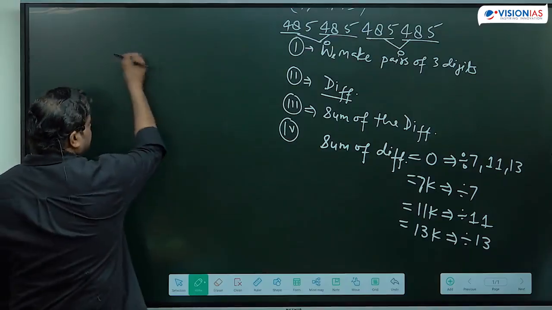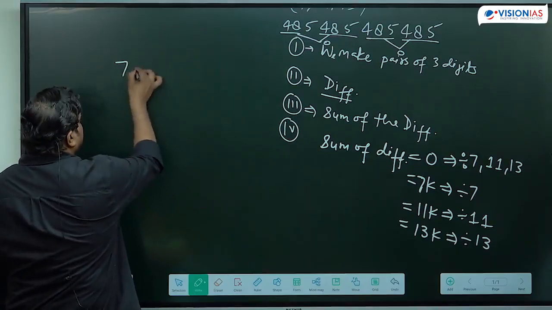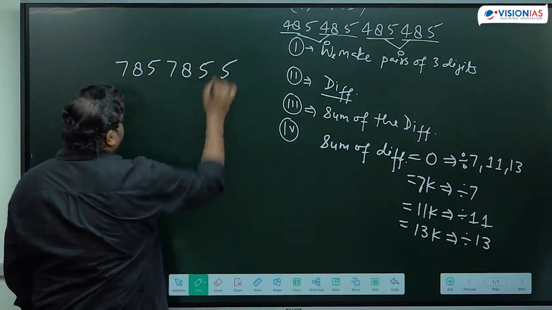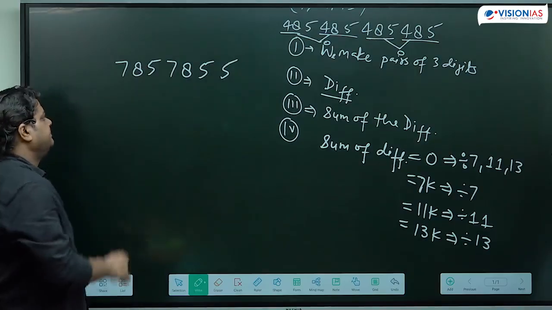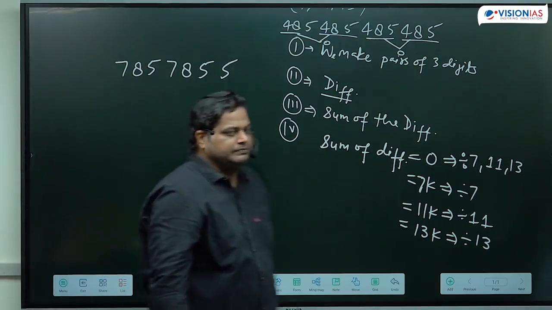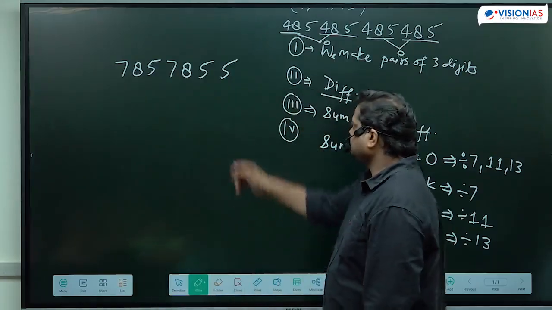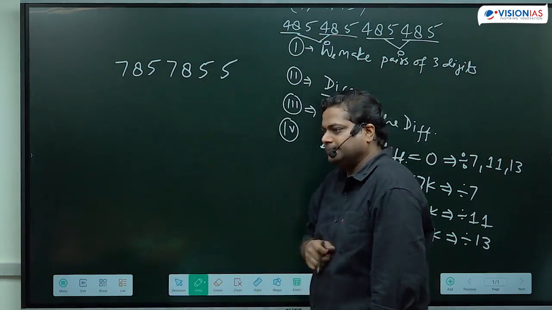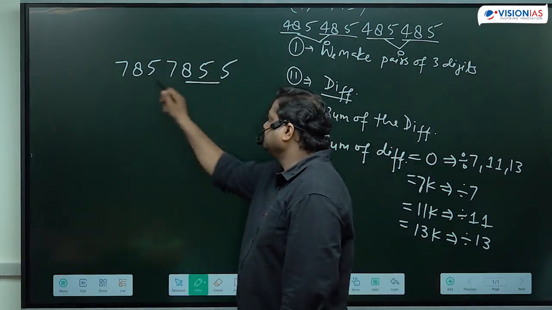Take any number, like if I take 7, 8, 5, 7, 8, 5, 5. Is this number divisible by 7, 11, 13 or 7 or 11 or 13? We are going to make pairs.